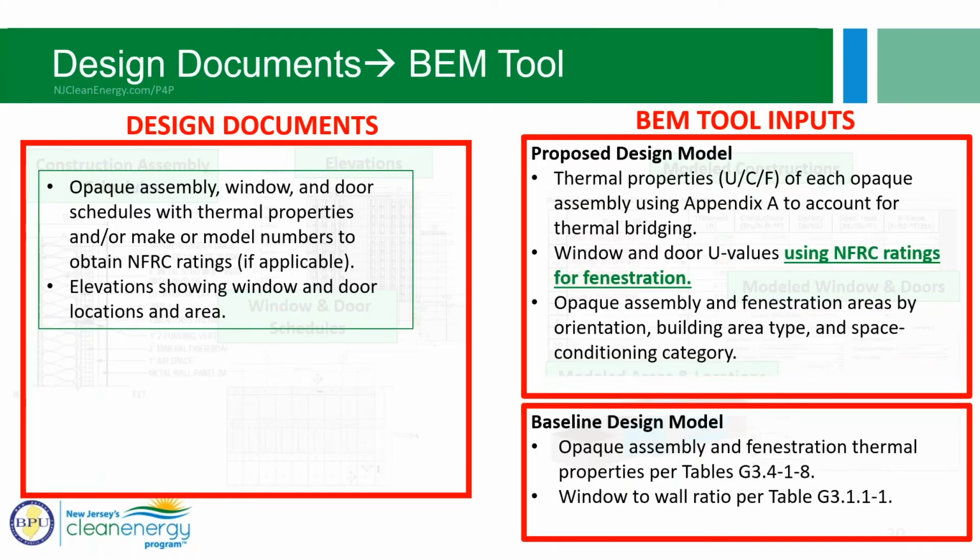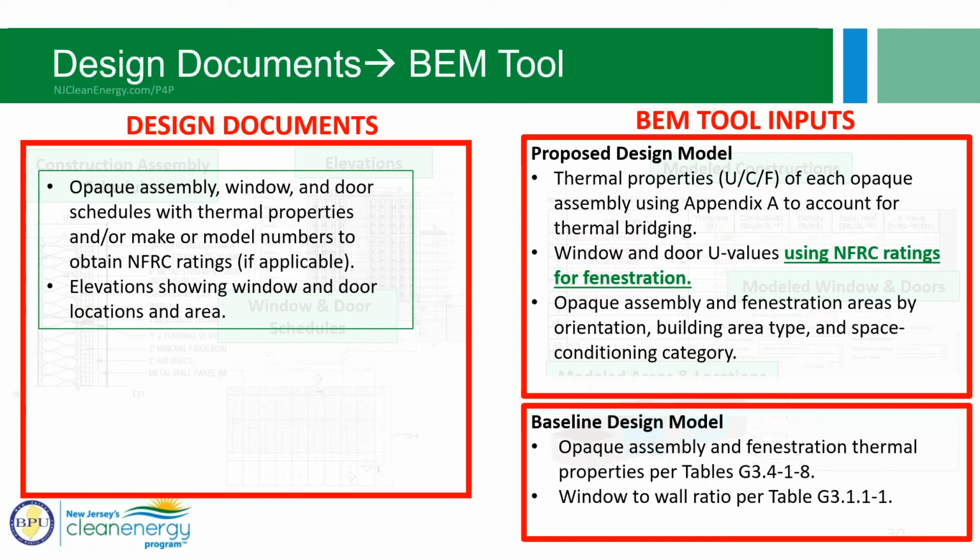So there's quite a bit of intermediary steps from going from the design docs to the actual BEM tool. So in the design documents, you'll be looking for those thermal properties of the opaque assembly. You'll look at each layer. What are the thermal properties of each layer? For windows and doors, you'll want to get the actual NFRC ratings for the thermal properties.